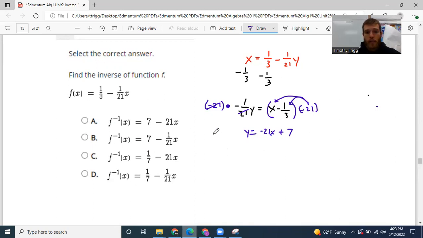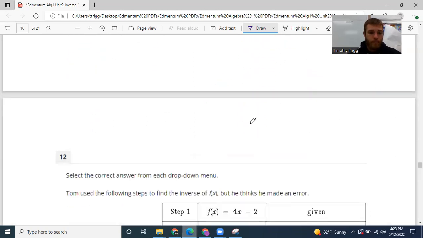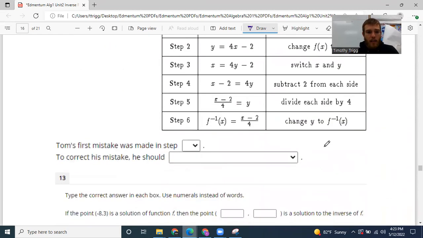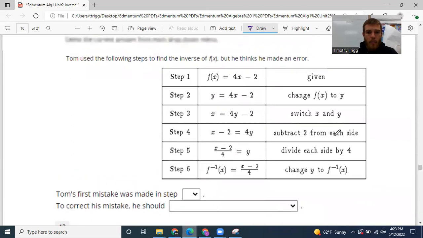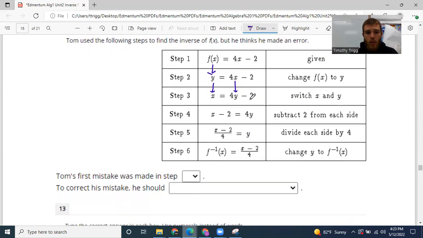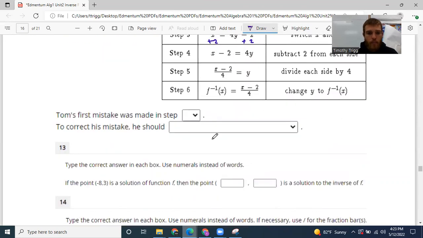So which of those is equivalent to this? All right, let's see where someone made a mistake. Let's see. They replace f of x with y. Then they replace y with x and x with y. So that looks good so far. Oh, looks like you should have added 2 to both sides of the equation, right? Okay.